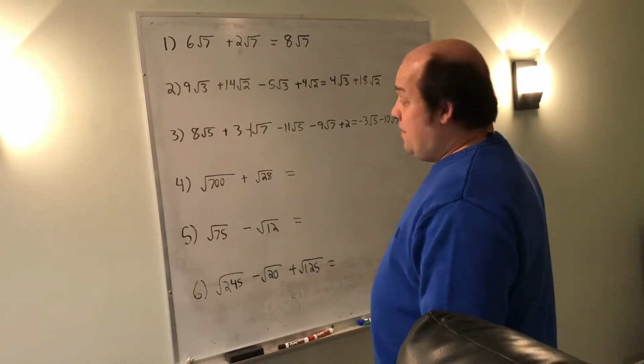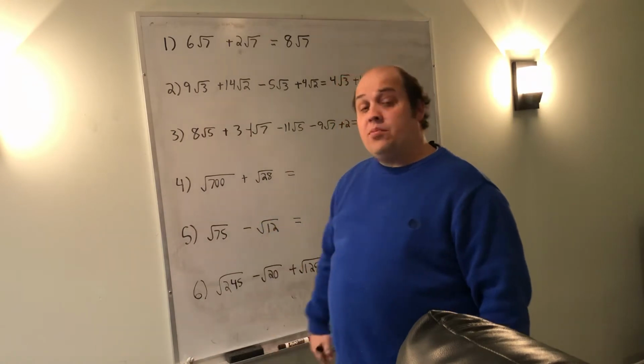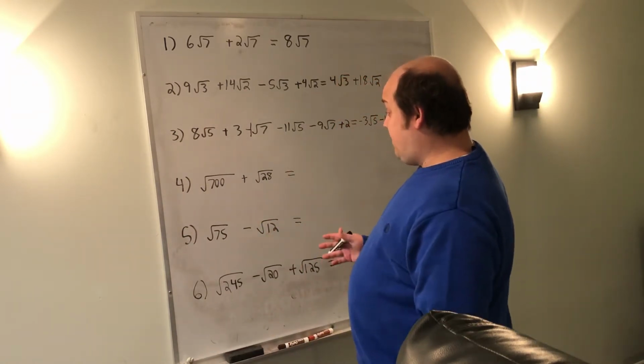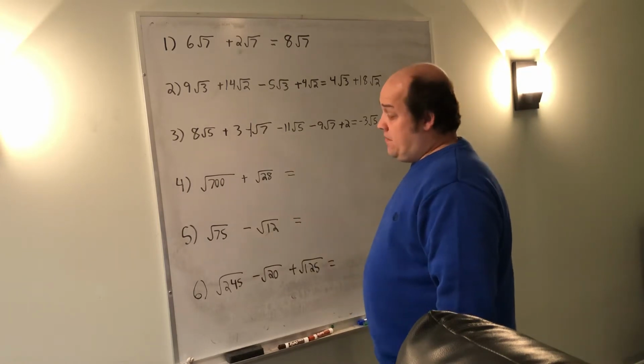For problems 4, 5, and 6, it's a little tougher because it doesn't look like they can be combined at first. Basically, we're going to have to put together what we did in 1, 2, and 3 with what we did in the previous class. Here we're going to have to break down these roots by simplifying them and see what's left over. Hopefully then they will be able to be combined.